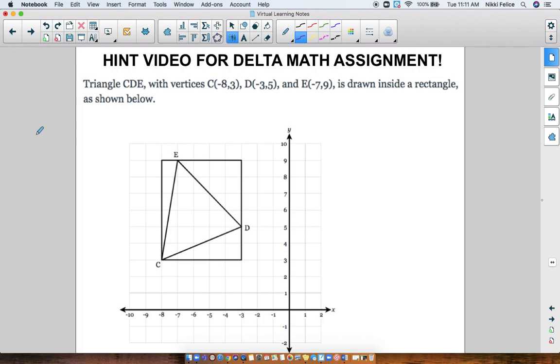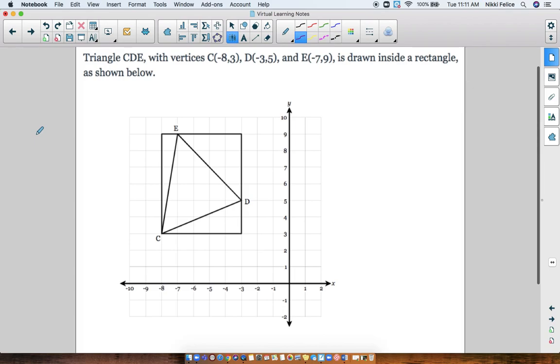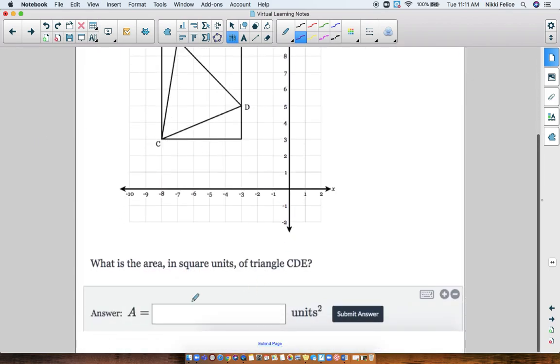Hey guys, I wanted to make a quick hint video to help you with your Delta Math assignment today. I know these are a little bit tricky, but I took this problem right from Delta Math so you can see exactly how you're supposed to do your homework.